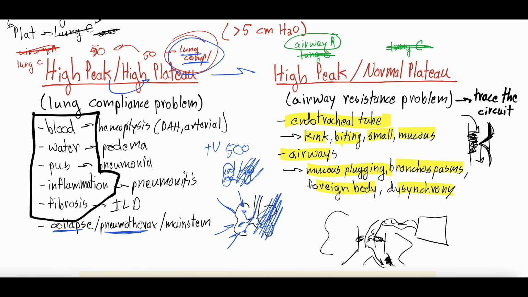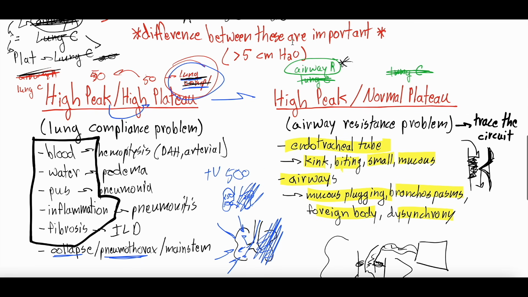Second question is, what is their plateau? If it's a normal plateau pressure, then you know the lung compliance is normal and you have an airway resistance problem. If it's a high peak pressure and a high plateau pressure, then you know it's a lung compliance problem and not an airway resistance problem, right? And that similarity between the two is if they're within about 5 centimeters of water.